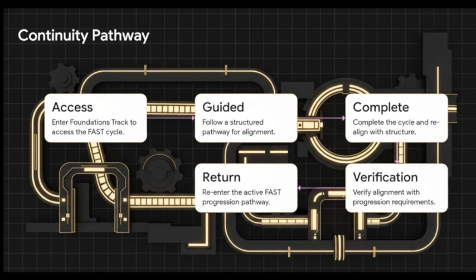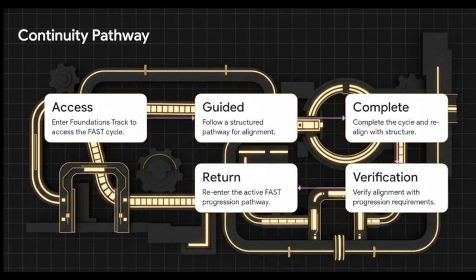Step 1 is access, simply entering the track to get to that specific cycle you missed or want to redo. Step 2 is guided continuity, where you follow a structured path to maintain alignment and make sure you're fully grasping the material. Step 3 is complete and align. That's where you finish the cycle and lock back in with the current teaching structure.